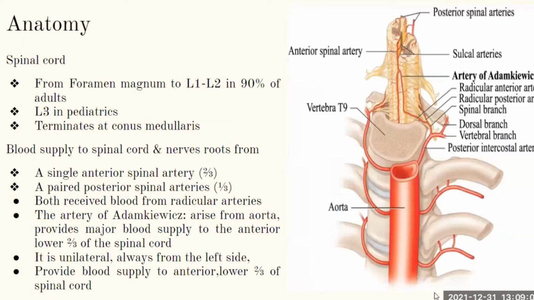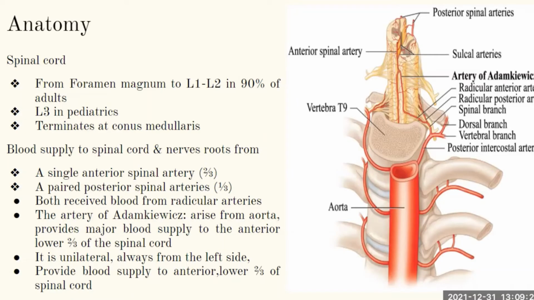So the spinal cord goes from the foramen magnum to L1, L2 in 90% of adults, as was mentioned earlier by Maria, and it ends at L3 in pediatrics, terminating at the conus medullaris. When it comes to the blood supply to the spinal cord, we have three main arteries.